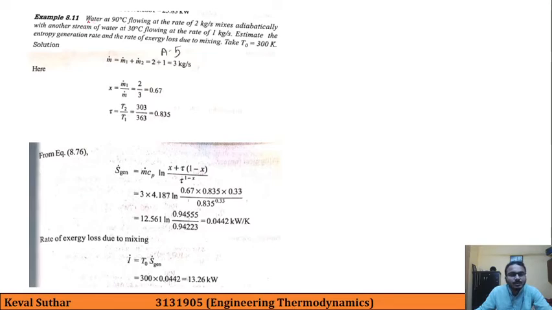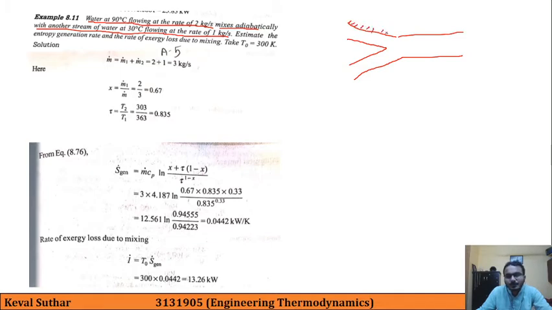Now here water at 90 degrees Celsius flowing at the rate of 2 kg per second. So we are given the temperature and mass flow rate, which mixes adiabatically with another stream of water at 30 degrees Celsius flowing at the rate of 1 kg per second. So this is the case like this. Consider this to be adiabatic, so we can provide some solution over here.